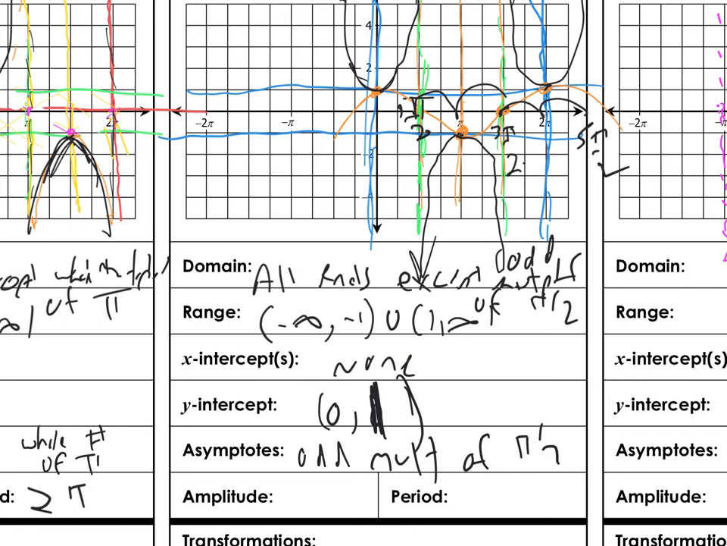Was there an amplitude? None. So in this situation, there's no amplitude or anything? Nope. And how about period? 2 pi. It was just like the other one. Move it down? Or hold up?